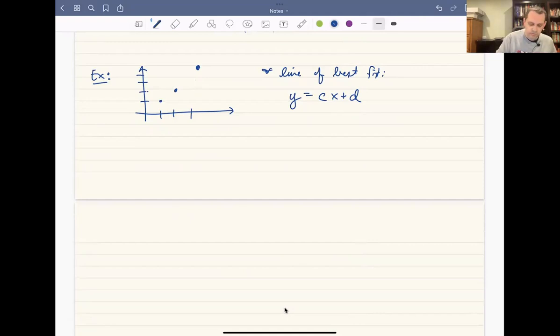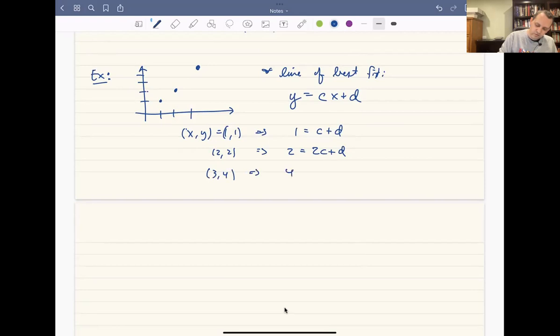But what I want to do is basically plug in the 3 points that we have. So we have the points (1, 1), (2, 2), and (3, 4). If I plug in (1, 1), I get 1 is equal to C plus D. If I plug in the point (2, 2), we get that 2 is equal to 2C plus D. And if I plug in (3, 4), we get that 4 is equal to 3C plus D. Now, clearly there's no solution to the system. This is an inconsistent system.